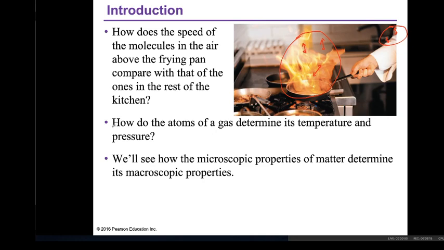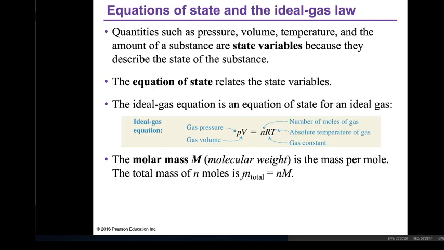And how do the atoms of a gas determine its temperature and pressure? We'll learn some equations to explain this. And we will see how the microscopic properties of matter determine its macroscopic properties in this chapter. Okay, so first of all, quantities such as pressure, volume, temperature, and the amount of the substance are state variables because they describe the state of the substance.